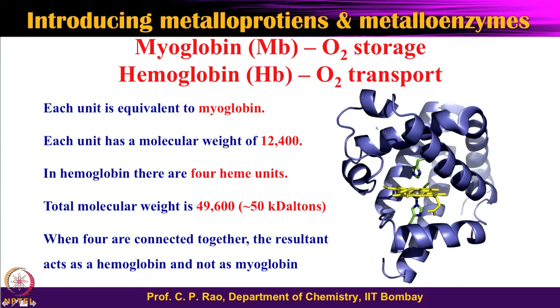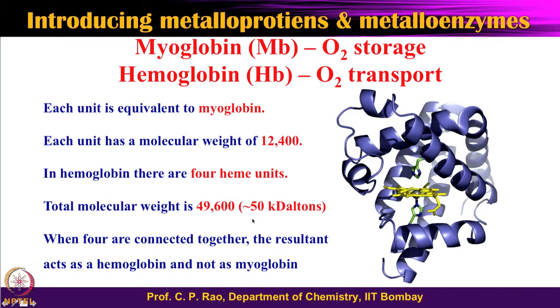Now, on the other hand, if you connect 4 such units, I will show in the next slide how they are connected, then it becomes hemoglobin. So myoglobin is 1 unit, hemoglobin is 4 such units. So 4 into 12.4 is 49.6, around 50 kilodalton is the molecular weight. But what happens when the 4 of these are connected? The resultant protein, which is called hemoglobin, is not a myoglobin, and there are changes in its properties too, as we will see in the next one.